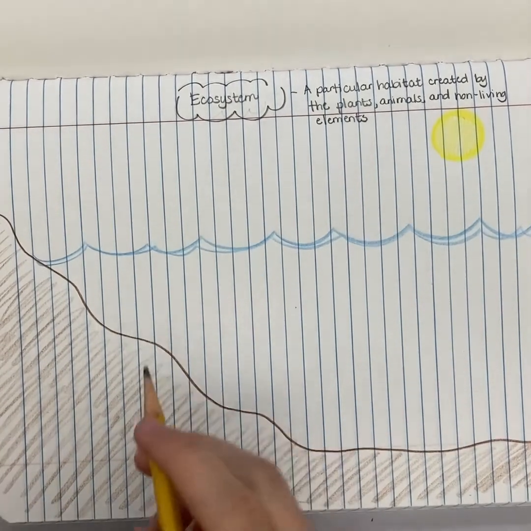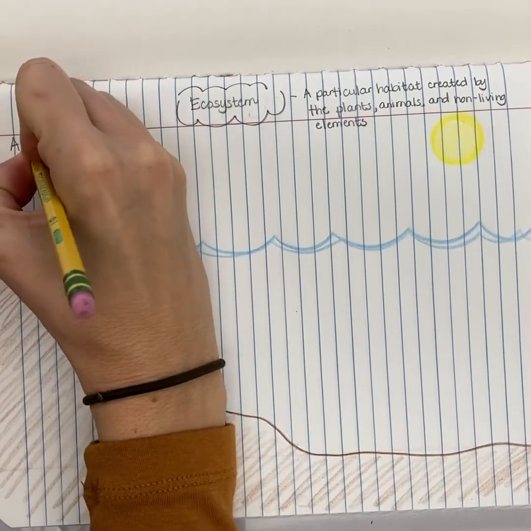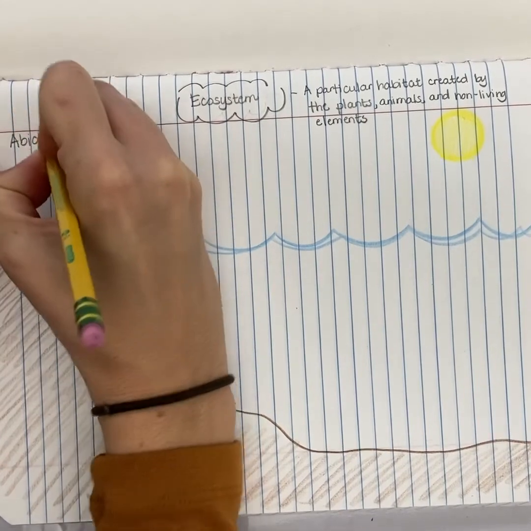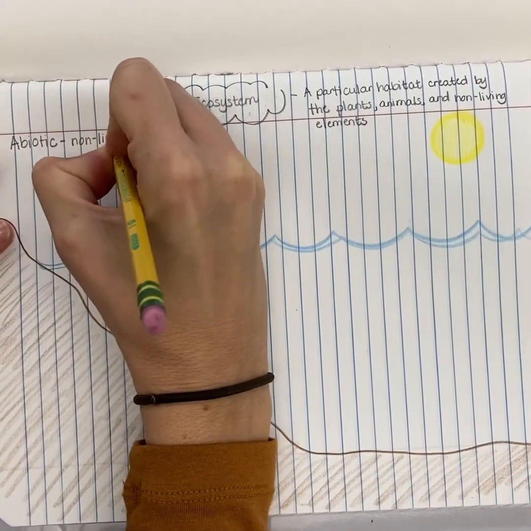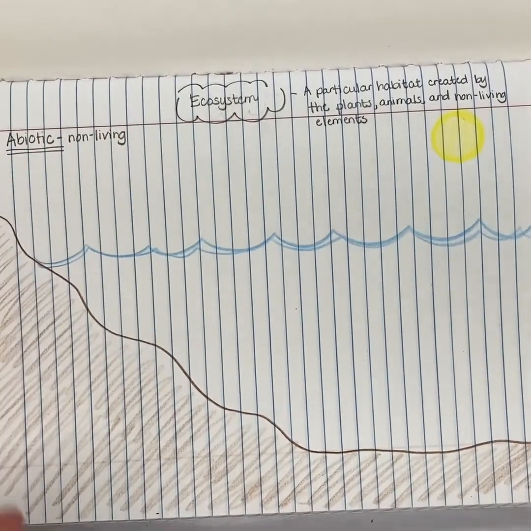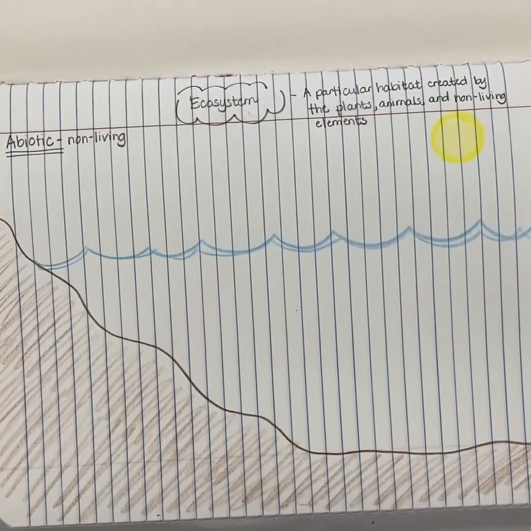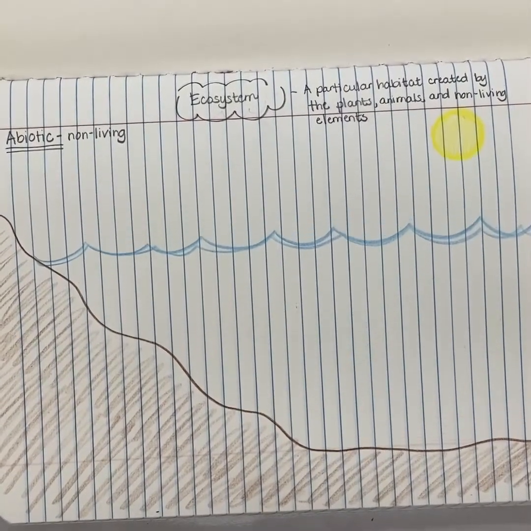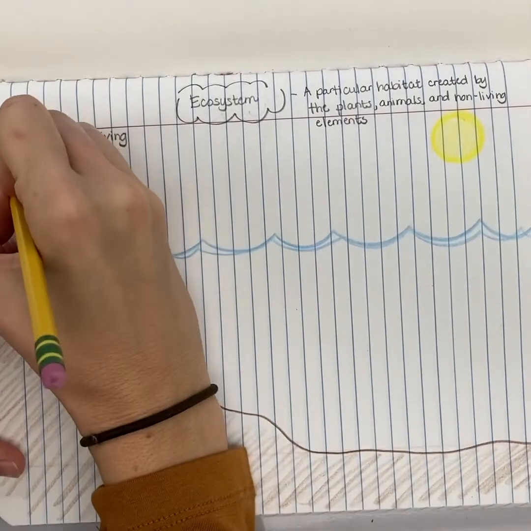So I'm going to write that definition up here at the top. Abiotic. Abiotic is non-living. Bio means life. And if we put an A in front of that, oops, sorry, that got wiggly. If we put an A in front of that, it means non. Okay. So now we also need our biotic elements, and these are living. So I'm going to make that note over here as well.